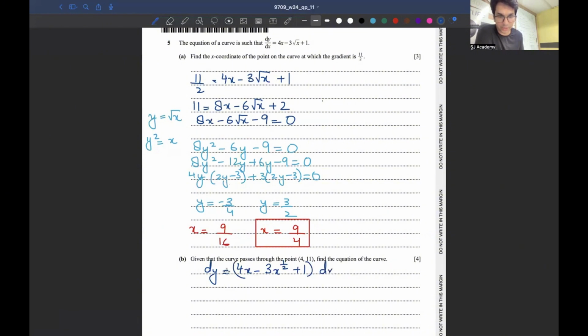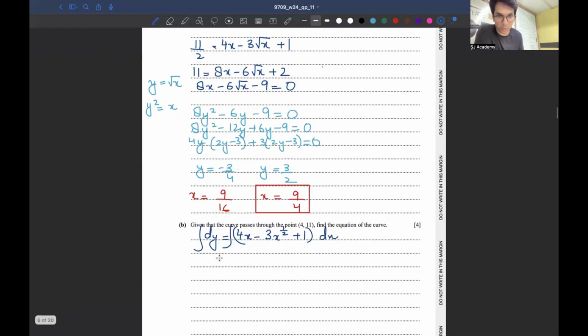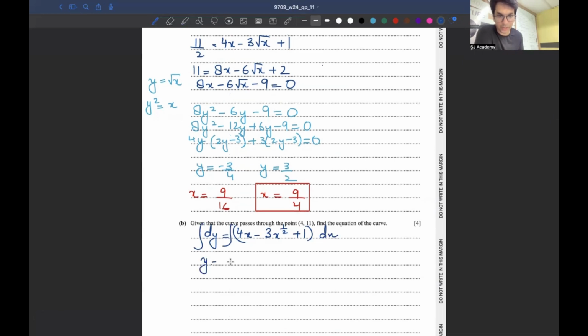Now integrating both the sides, integrating dy, we get y equals 4x squared upon 2, so that will become 2x squared. This will become 3x to the power 3 by 2 divided by 3 by 2. So the 2 will come in the numerator and 3 will cancel, so we can simply write it as 2x to the power 3 by 2. Integrating 1, we get x plus c.